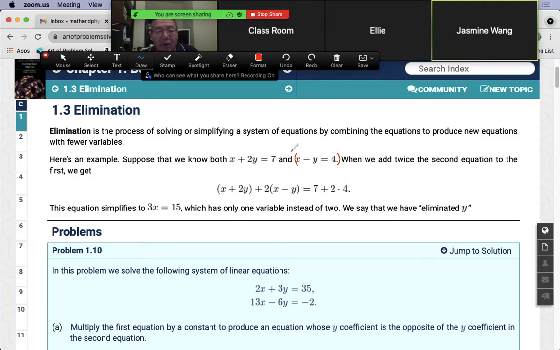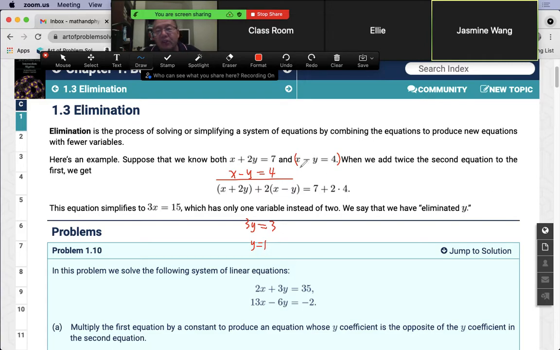You said times 1? Yeah. If times 1, then this one will be x minus y equals 4. So then how can we cancel out x? Subtract. So you do first equation minus second equation. Can you tell me what is the result after you do the subtraction? 3y is equal to 3. Okay, very good. Then both sides divided by 3, you get y equals 1.